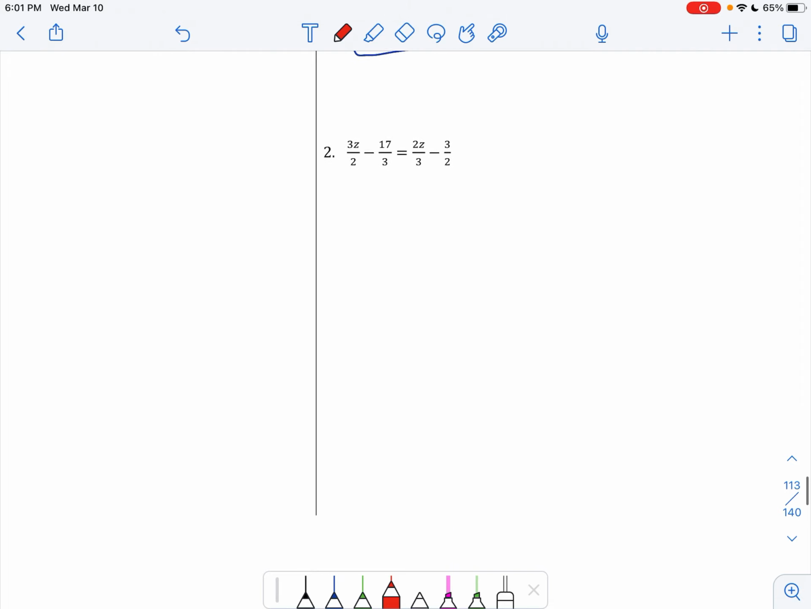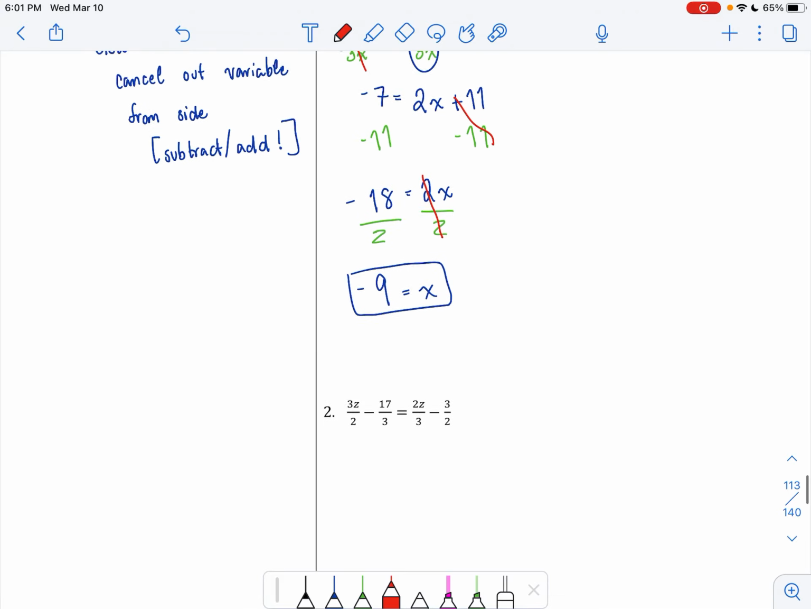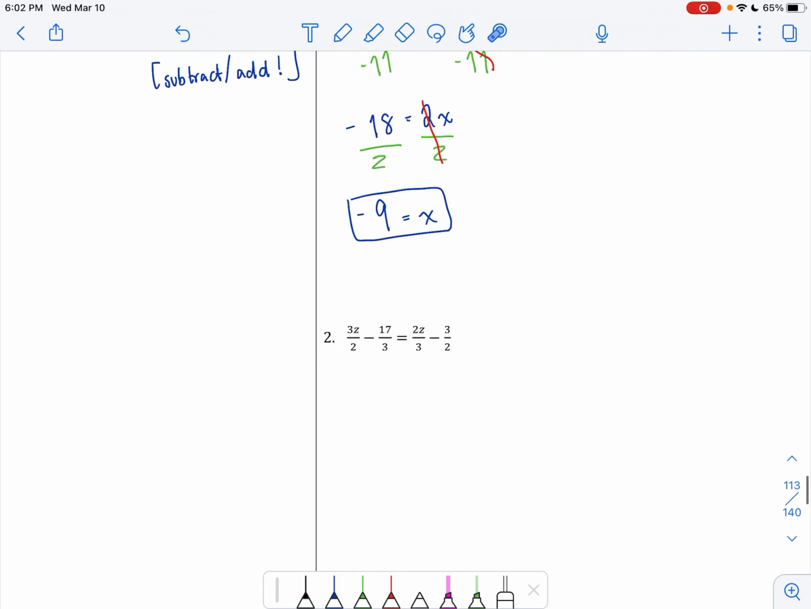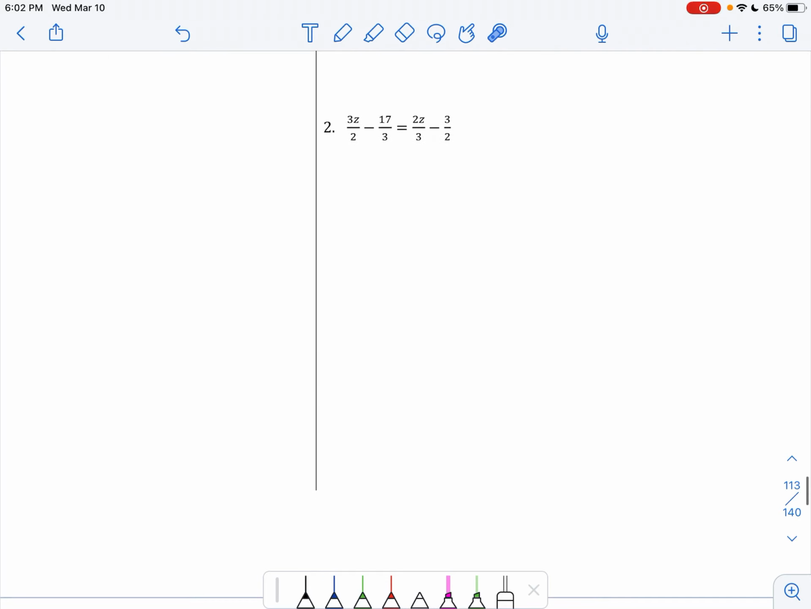Now here, we have a problem with fractions. Now, you can still use the same basic idea. You can still use common denominator. You can still use like terms. You can still use distribution. The techniques are always going to be the same. You're just going to have, at one point, to subtract or add from both sides.